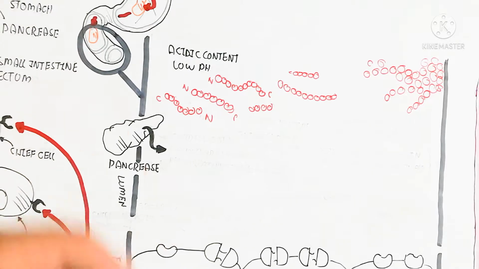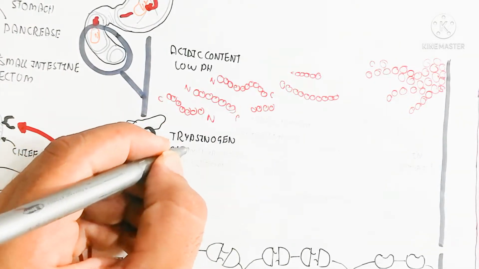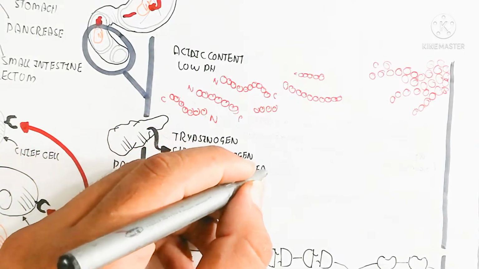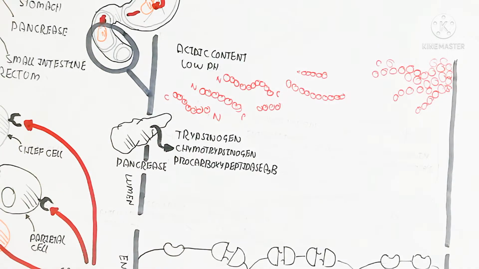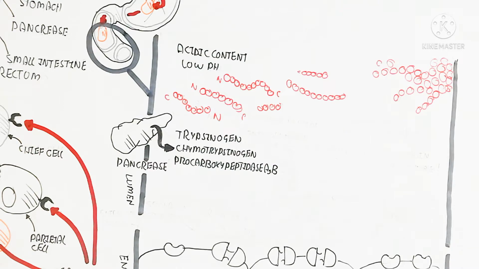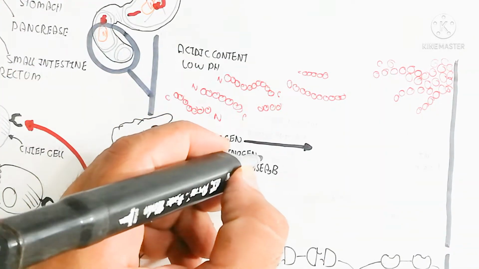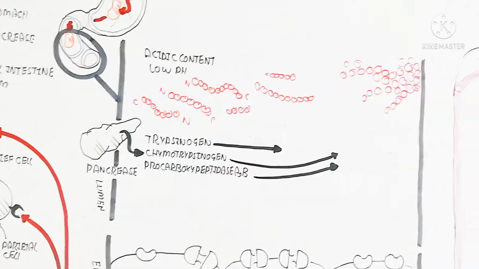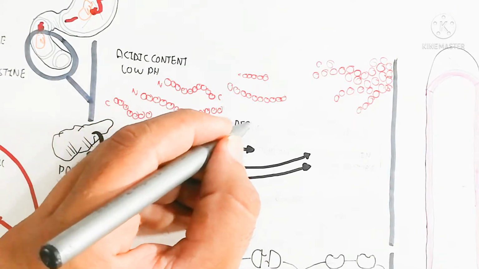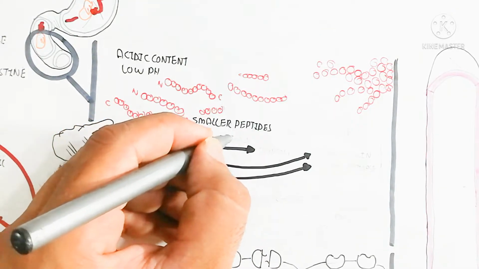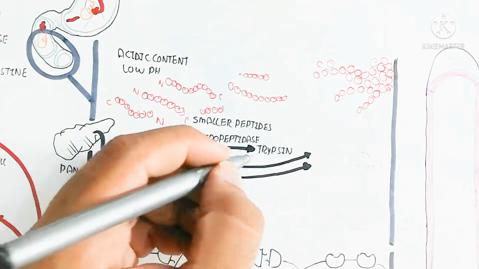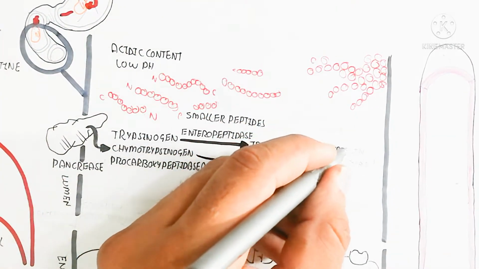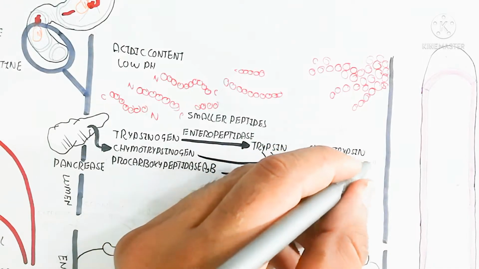So the pancreas will produce trypsinogen, chymotrypsinogen, and procarboxypeptidase A and B. You can see these are inactive. But the enterocytes, not the pancreas, will produce enteropeptidase. This enteropeptidase acts on trypsinogen, chymotrypsinogen, and procarboxypeptidase, which will be hydrolyzed, and in this way they are modified through trypsin.